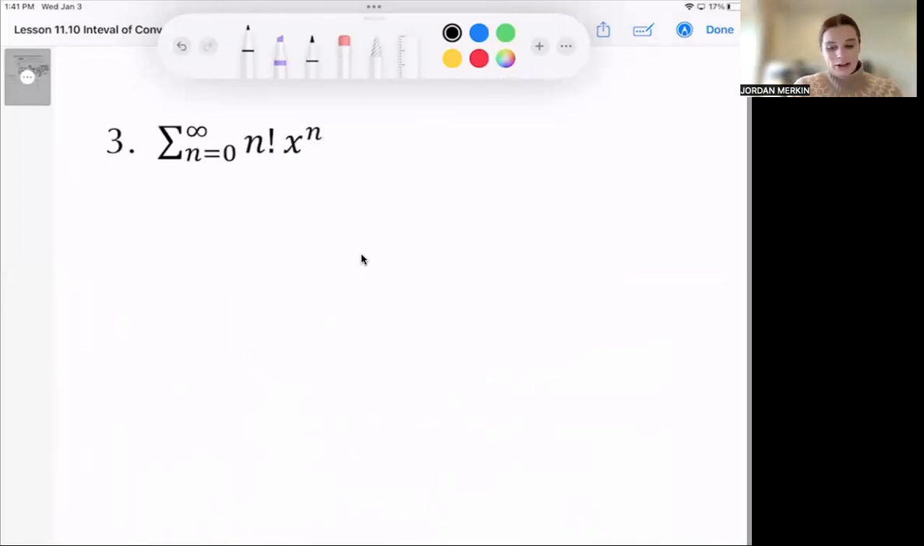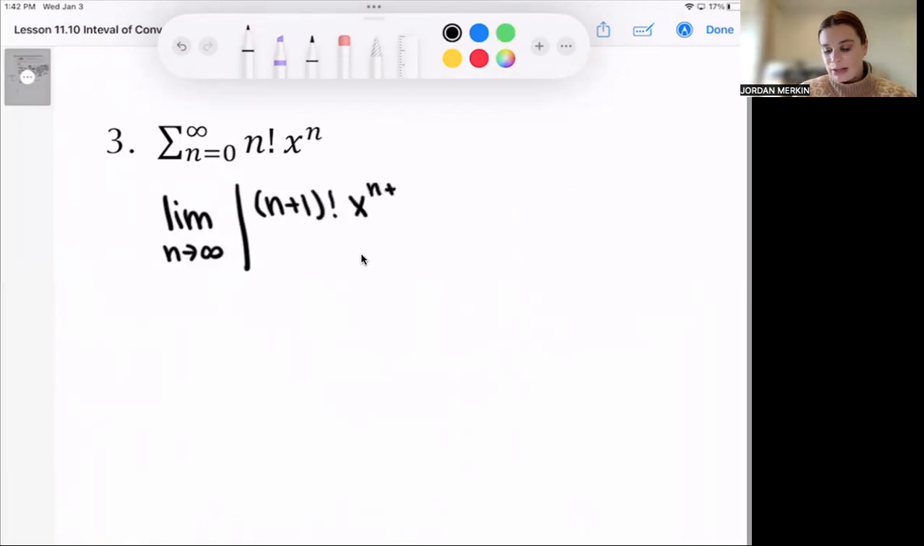We have the sum from n equals 0 to infinity of n factorial times x to the nth power. Turns out this one never converges, and it only actually converges when x is equal to 0. What ends up happening is you could go through the motions and set everything up, and you end up with n plus 1 factorial times x to the n plus 1 over 1 times the reciprocal of the original.